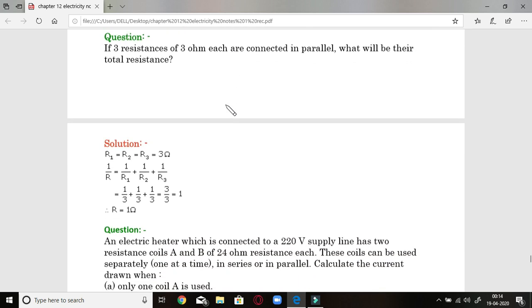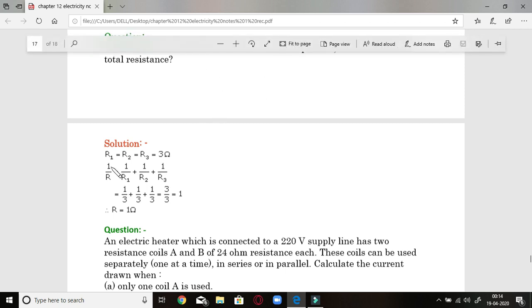Second question, if 3 resistances of 3 ohm each are connected in parallel, what will be their total resistance? We took 3 resistances of 3 ohm each, and you attached them in parallel. Let us find out the resistance. So the formula is 1/R equal to 1/R1 plus 1/R2 plus 1/R3, that is 1/3 plus 1/3 plus 1/3, that is 3/3, that is 1. So R will come out to be 1 ohm only. Earlier we had 3 ohm resistances each, but if you want to reduce the resistance, always put them in parallel to each other.